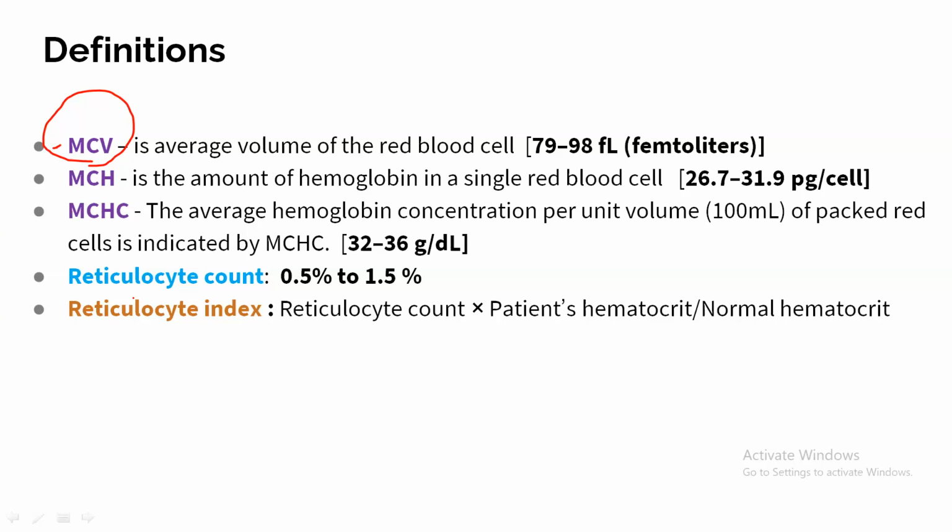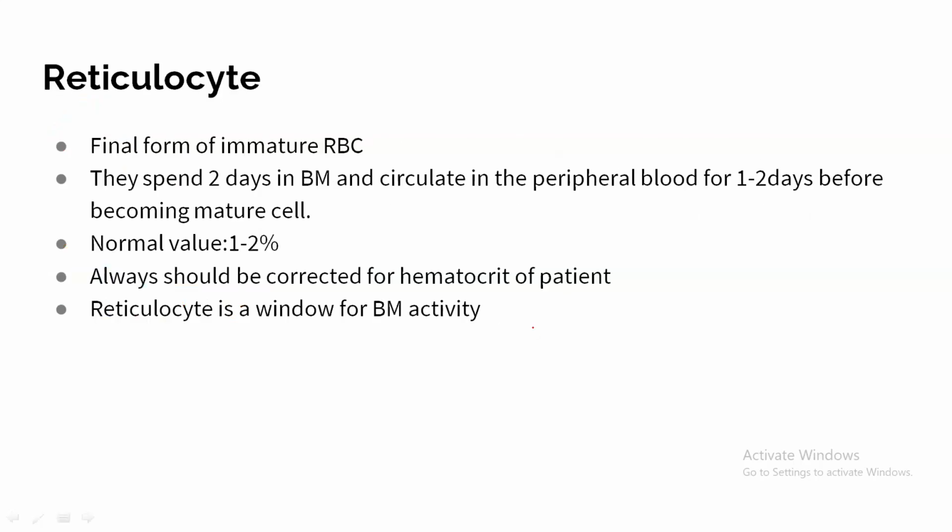Always, with the reticulocyte count, don't calculate blindly. You need to always look at the hematocrit of the patient, because most of the time we use the reticulocyte count mainly when we are looking at anemia. So if the child has anemia, you always need to correct for the normal hematocrit. Only then will the appropriate reticulocyte value come. These are the minimum 4 to 5 definitions you must know before looking at a child with anemia.